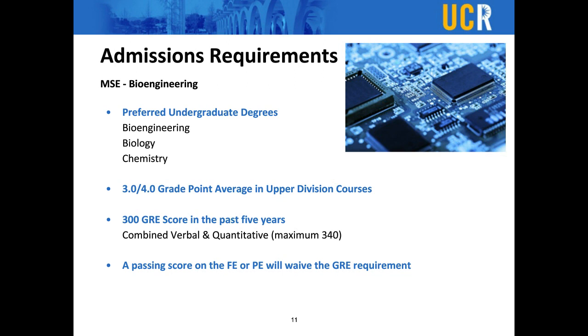When we get into bioengineering and some of the other specializations, this is where we do have a little bit more flexibility. We're looking for, specifically when it comes to bioengineering, an undergraduate degree in bioengineering, biology, or chemistry. We are looking for that 3.0 on a 4-point scale and the 300 GRE score. However, if your GPA is a 2.9 but your GRE is a 310, those two things may offset each other. And we'll cover how you can make sure that you've got the best application in just a moment. Again, a passing score on the FE or the PE will waive the GRE requirement for the bioengineering specialization.